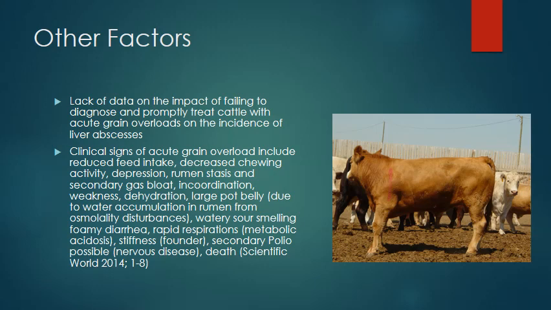If we cause severe damage and kill the good bacteria in the stomach that produce thiamine, we can get a secondary polio, which is a nervous disease from thiamine deficiency. And obviously, if the acute grain overload is severe, these animals may just be found dead in the pen with 4 legs up. But some of these clinical signs, such as depression and rapid respirations, can actually look like pneumonia. Pen riders may misdiagnose a grain overload and treat them for pneumonia, and obviously the antibiotics we use to treat pneumonia will not work to treat grain overload.